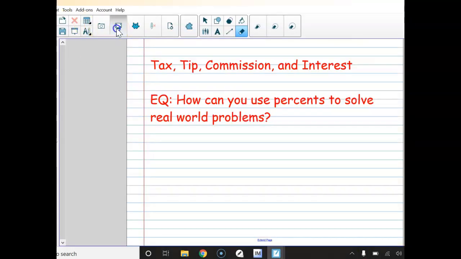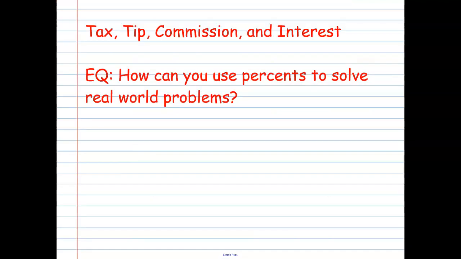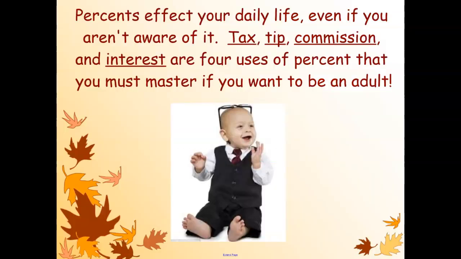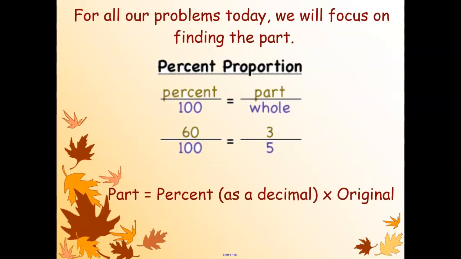So, go ahead and hit pause. Add this to your table of contents. All right, and today we're going to use some percents on some real-world problems. So they will affect your life. They already do affect your life, even if you're not aware of it. So tax, tip, commission, and interest are 4 uses that we're going to talk about between today's lesson and the next lesson. Helps with adulting.